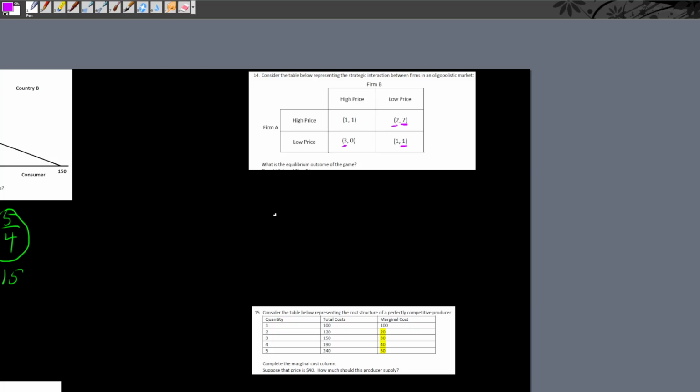So the equilibrium outcome of the game would be firm A chooses high, and firm B chooses low.